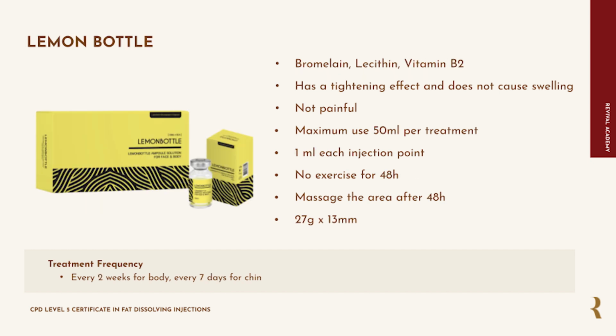And now lemon bottle, as you can see, it's a little bit different in terms of ingredients in comparison to the other two products, and this is one of the main reasons why lemon bottle has been so popular nowadays with clients and practitioners that have been using it. So lemon bottle, the main ingredients that you will find are bromelain, lecithin, and vitamin B2. Now these are proteins and enzymes. Bromelain is actually derived from pineapple, lecithin is from wheat.